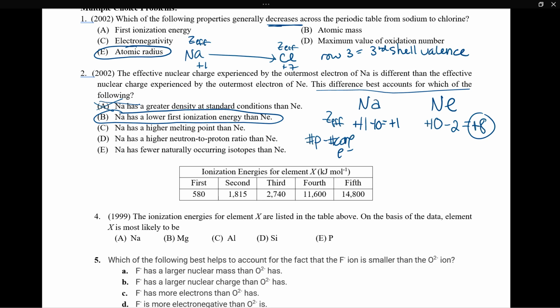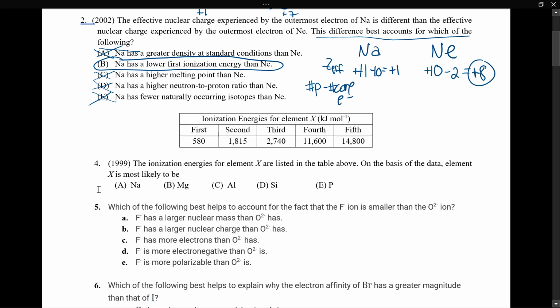So C, melting point, does not seem to be relevant. Neutrons to protons, that's not relevant to what we're talking about here. And isotopes, that's also not relevant. So effective nuclear charge will affect properties like atomic radius and ionization energy and electronegativity.